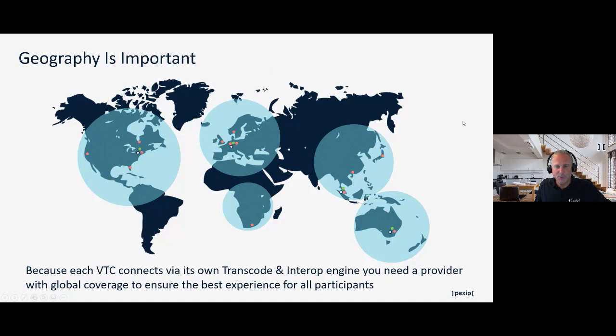You need to have a provider that gives you access to a quality network directly for connection into that transcode and interop function, because the connections coming into your Teams meeting could be from anywhere within your own organization or from external organizations. At the end of the day, you want them to enjoy the quality experience of that Teams meeting that you are enjoying as well. So geography is important, given that each VC endpoint connects in through its own instance.